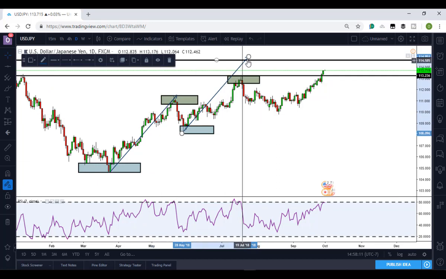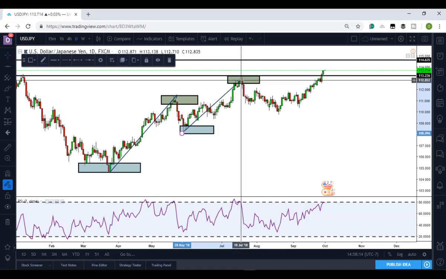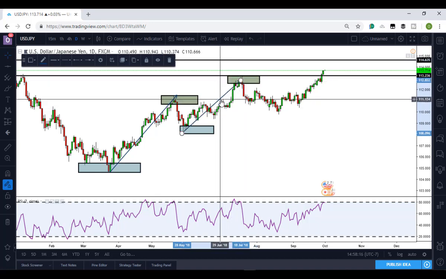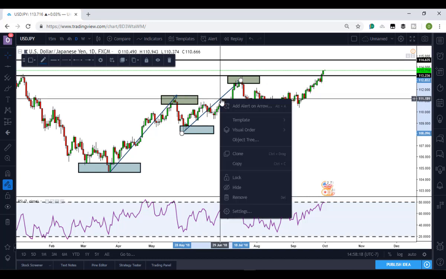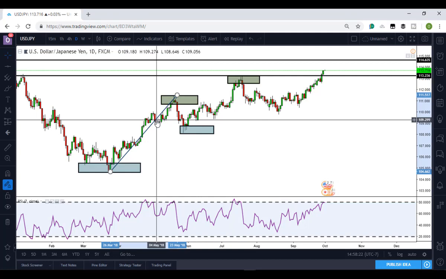Slowing down. Okay, and from that, let me try to remove this. While paying attention to what's been happening with the buyers, I also need you to observe what's happening to the sellers.